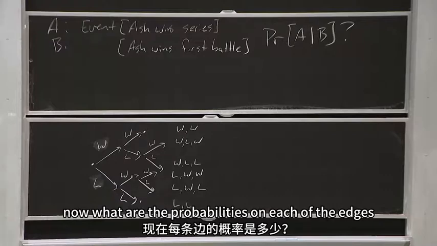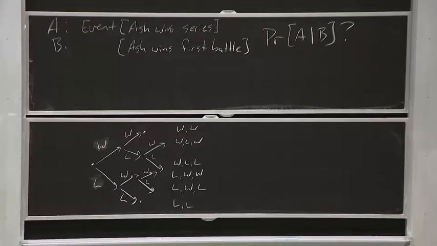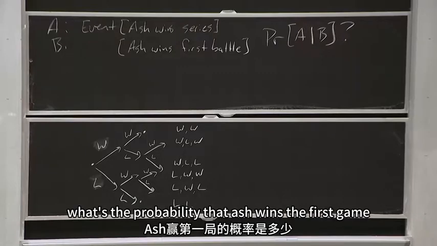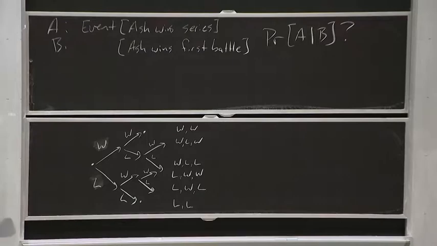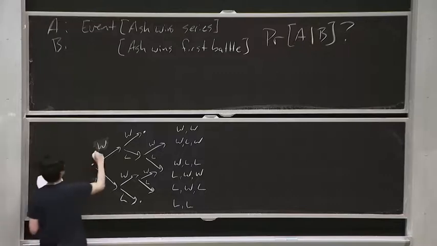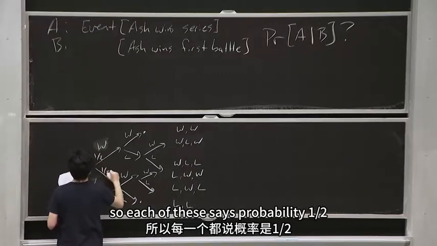Now, what are the probabilities on each of the edges? So in the first layer, what's the probability that Ash wins the first game? First match. 1/2. So each of these has probability 1/2.